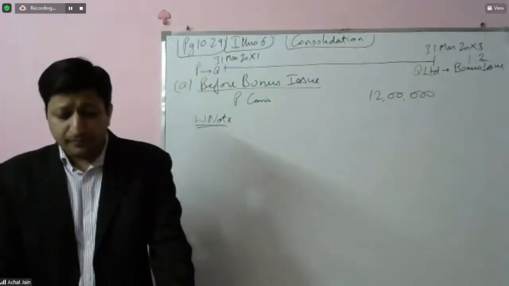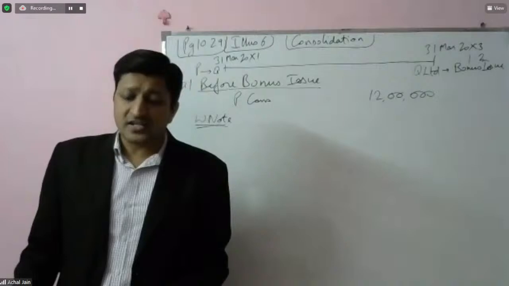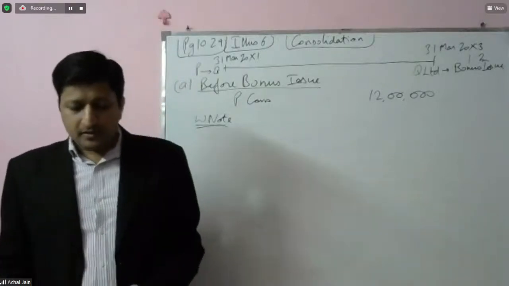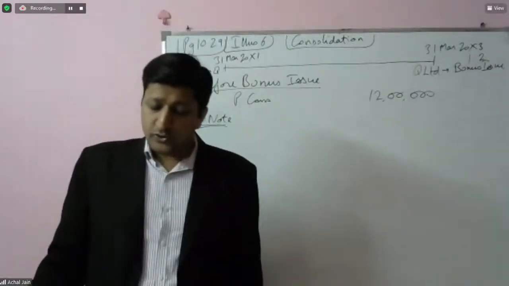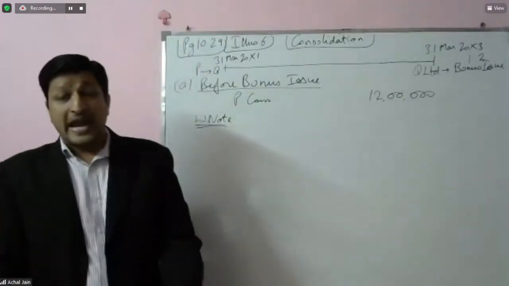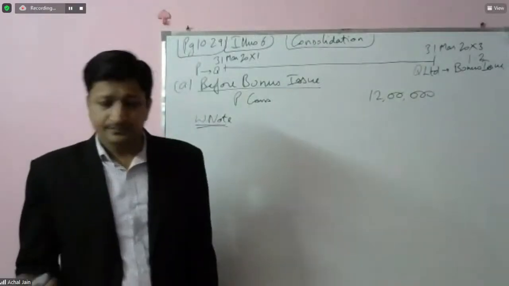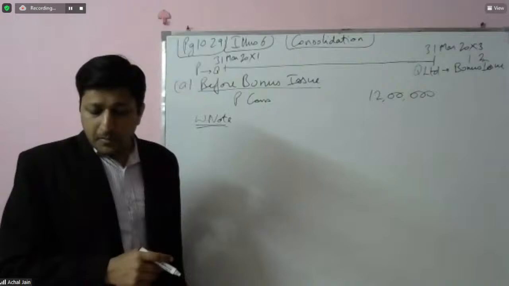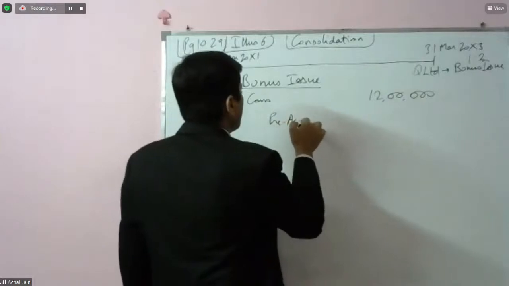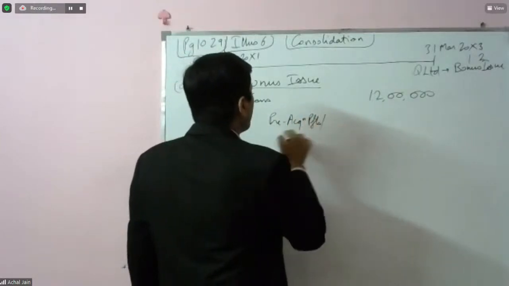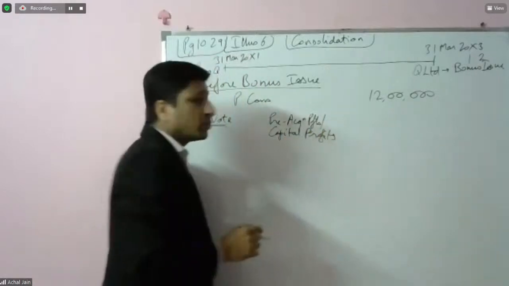Now, if you look at the profits of Q Limited, on 31st March X1, profits were 60,000. Profits means the reserve balance was 60,000, and there was also a reserve of 30,000. So all in all, 90,000 was the reserve amount, and this reserve was pre-acquisition. So we can put down the amount of pre-acquisition profits, or as the study material says, capital profits. Both are one and the same thing.